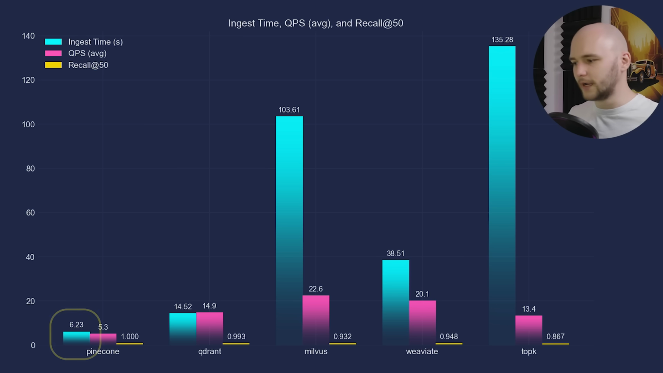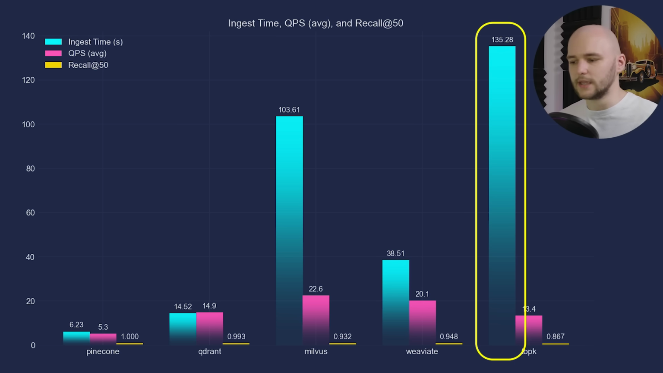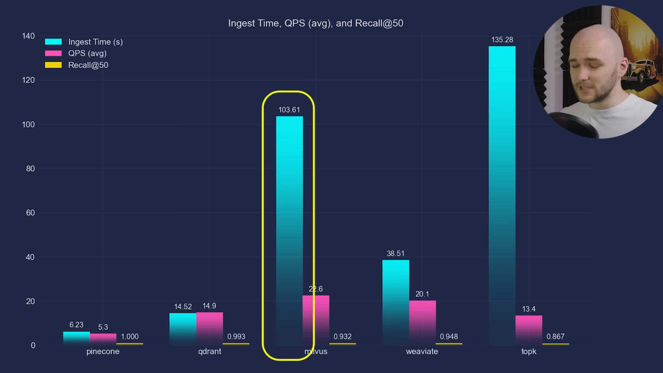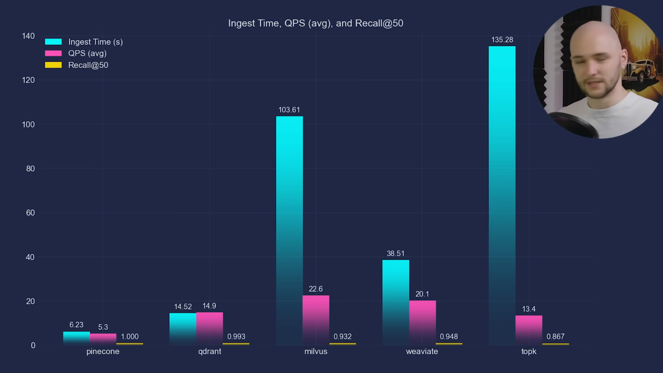We see here that Pinecone absolutely crushed it. It only took 6 seconds for Pinecone to ingest our data, while Qdrant was super fast too, only 14 seconds. We'll give TopK the benefit of the doubt here, because we were doing ingestion over the cloud for TopK, so that most likely slowed things down. So to be honest, Milvus did the poorest job here. Even running locally on a Docker container, it still took 103 seconds to ingest all our data. All right, let's move on to QPS, or queries per second.